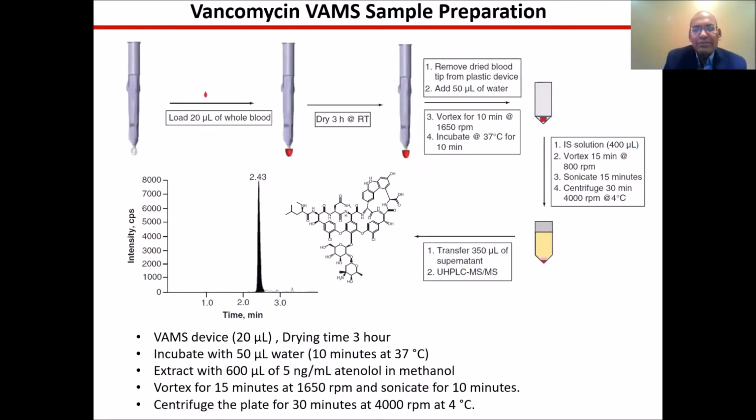So again, in terms of the sample processing, both in the laboratory setting as well as clinical setting, the 20 microliter blood sample is collected in this Mitra device, and it's left to dry for 3 hours at room temperature. Then it's extracted, then purified further with solid phase extraction microelution plates. Then LCMS analysis is performed.